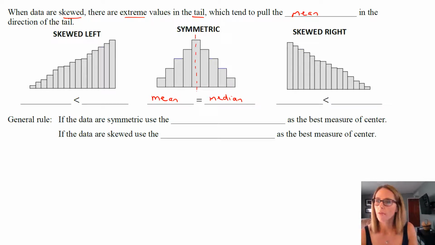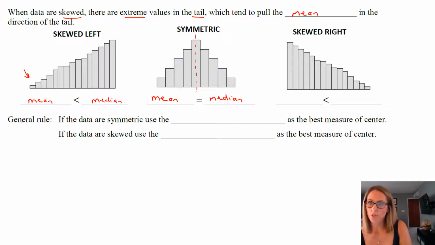Okay, finishing this up, skewed left. When we have values that are skewed left, you're going to have some values that are very, very small. That's in the tail, right? So there are small values with a very low frequency, and the mean is pulled towards that. So your mean's going to be over here, and that means it's going to be less than your median. And then the opposite happens when you're skewed right. So you might have some very, very large values.